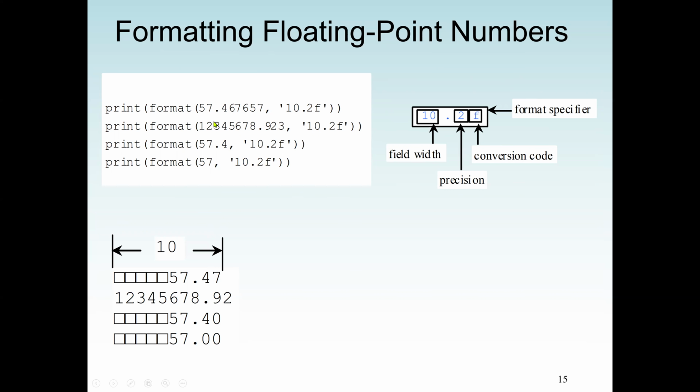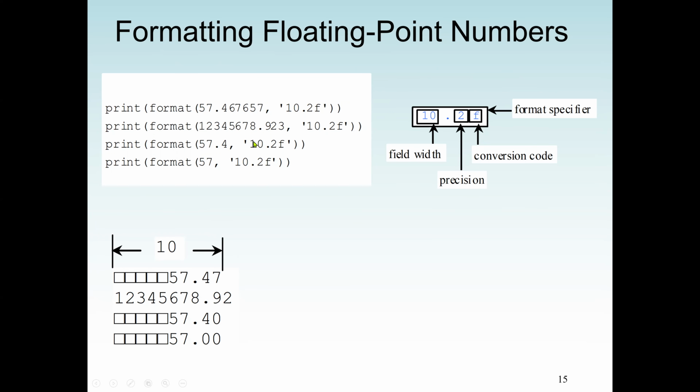So we have 57.47. Since the decimal is only 2 places, we approximate; since the next digit is 7, we round it up. So the answer will be 57.47. But we make sure that the number of digits is 10, with 10.2F. So we have 10. And the next one is the same thing.